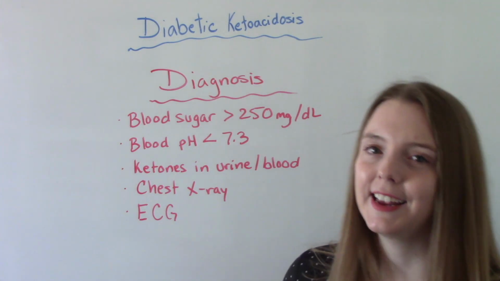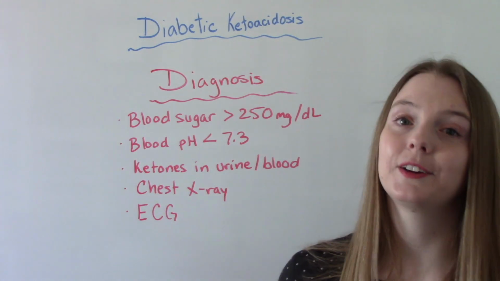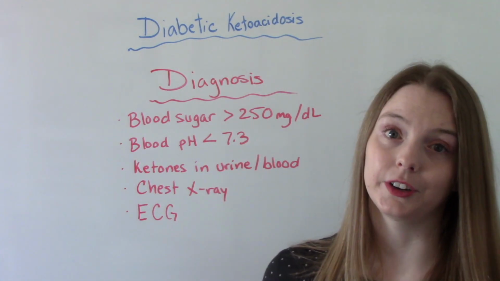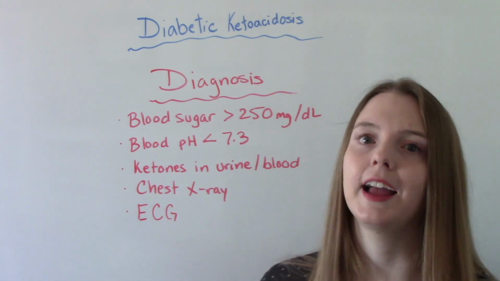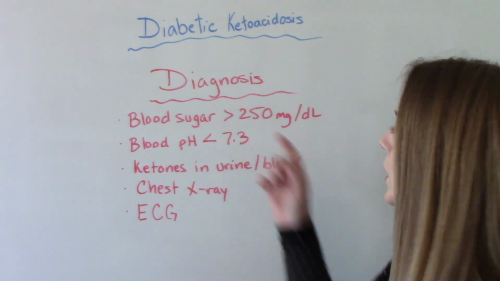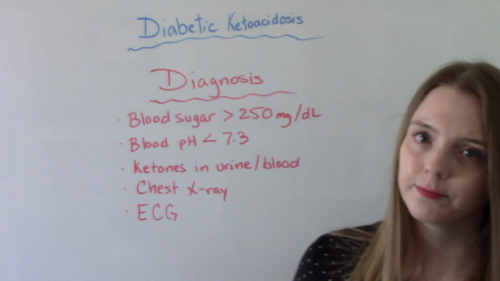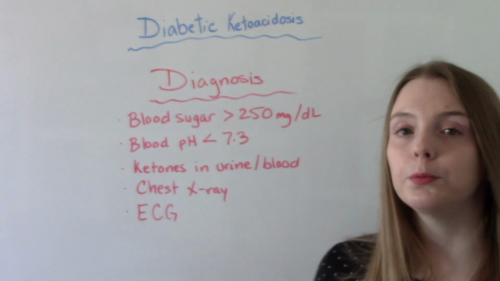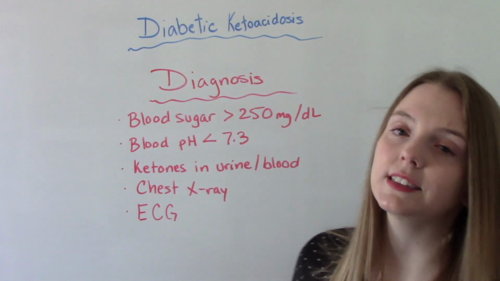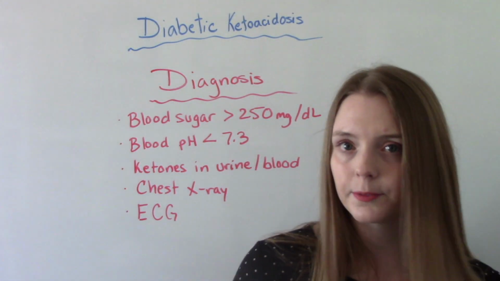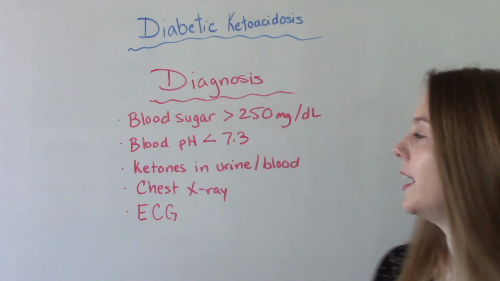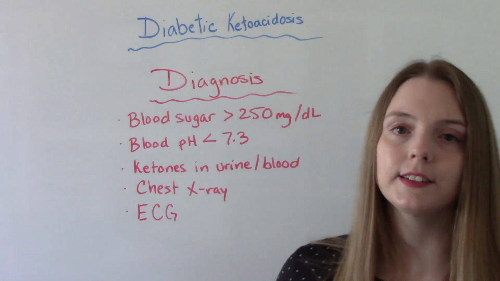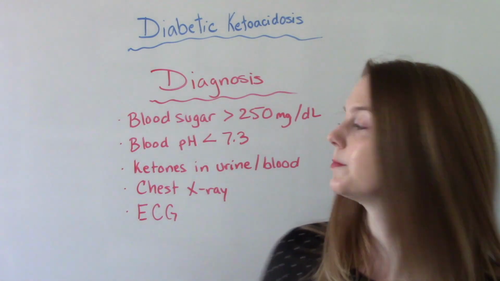How is this diagnosed? Well, the first thing we're going to do is take a blood sugar, right? Because in diabetic ketoacidosis, you have very high blood sugars. So it will be greater than 250. We're also going to take a blood pH. It will be less than 7.3, so it'll be acidic. We'll probably do a UA and take some blood, and we will notice ketones present in the urine and blood.